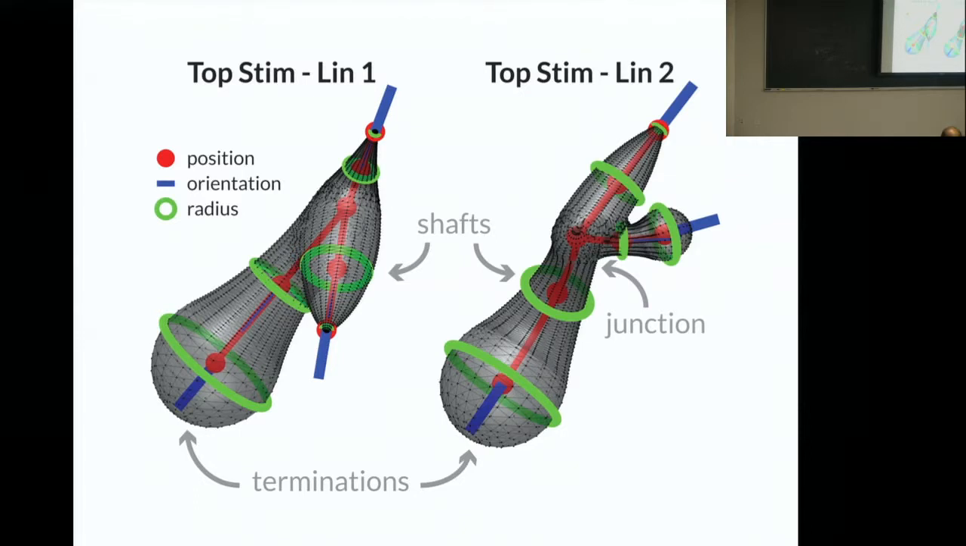And we get these sort of numbers for the shafts, the terminations, and the junctions between shafts. This is the highest response stimulus from lineage 1. This is the highest response stimulus from lineage 2. Just to adumbrate the result, you can see, and maybe you noticed this before, that the common geometric motif for the high response stimuli was this sort of dumbbell-shaped, bulbous-ended projection in a particular direction.